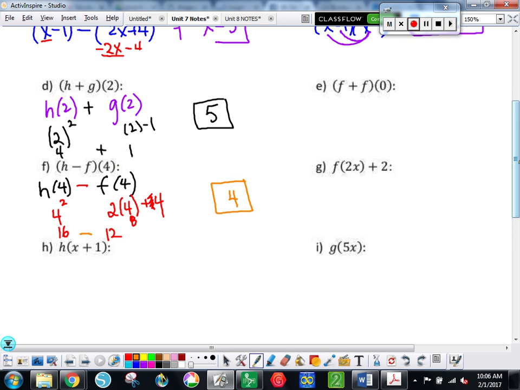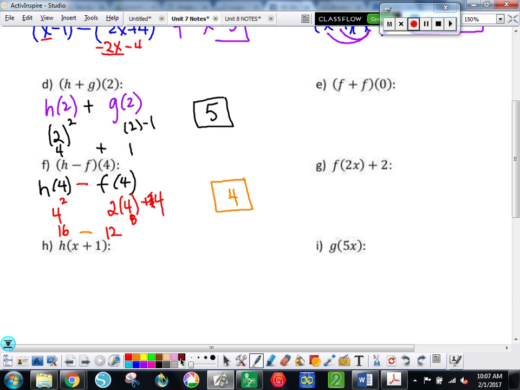Alright, let's try part E. This one's a little bit more confusing. You're going to do f of 0 and add f of 0. The f function is 2x plus 4, so 2 times 0 plus 4. 2 times 0 times anything is 0, so it's 0 plus 4. This one right here would be 4, which means this one right here would be 4. Add them together, you get 8.